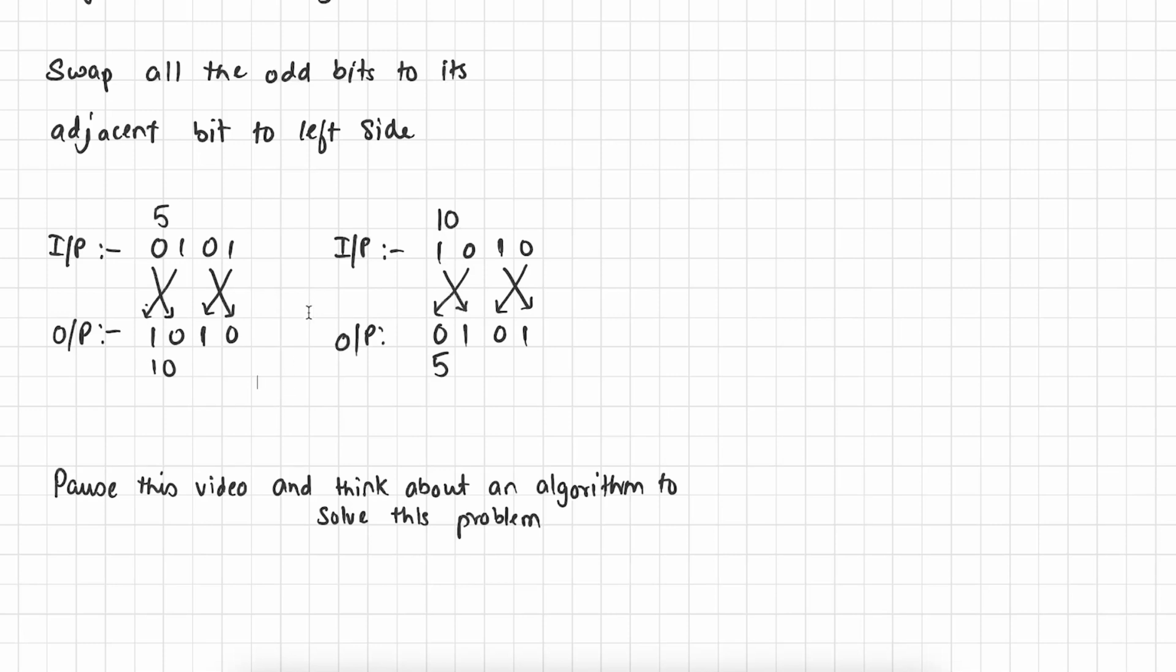Let's see the next example. In case of 10, the binary representation of number 10 is 1010, and if we swap all even bits with odd bits, it becomes 0101, and the decimal representation of this number is 5. So I hope now you understand this problem really well. Please pause this video and think about an algorithm to solve this problem.